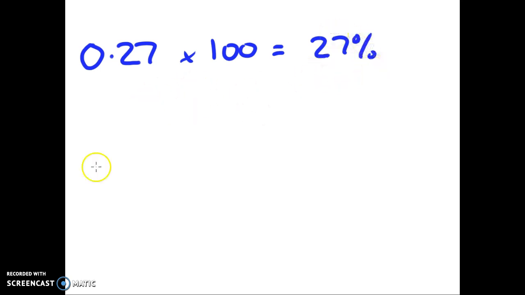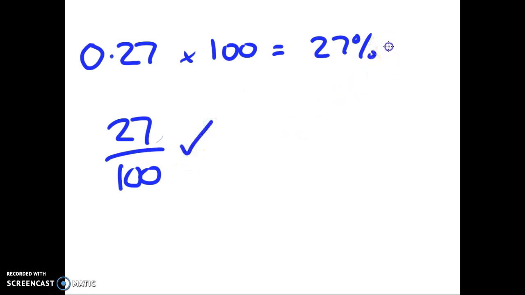Then remembering what percent means, we can turn that really simply into a fraction by just putting it over 100. Then we can see, is there going to be a number we can divide both the top and the bottom by to simplify this fraction? In this case, the numbers I can divide 27 by are 1, 3, and 9. You can't divide 100 by either 3 or 9. Dividing by 1 would give me the same fraction. So I know that is as simple as it can be. So I know that 0.27 is the same as 27% and 27 over 100.